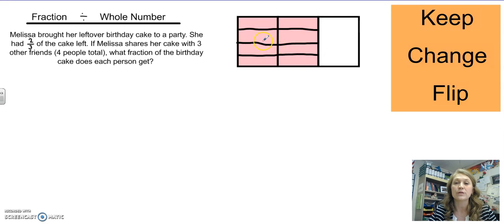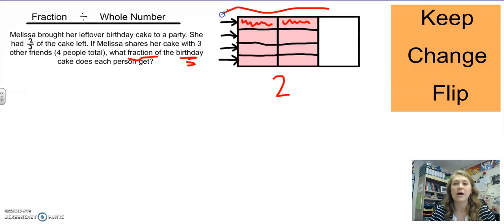And we see that each person would get a fourth of it. So here's what one person would get. And another person would get this piece, and the third person this part, and the fourth person this part. So one person would get one piece, two pieces. They would get these two pieces here. But again, it asks us what fraction of the whole birthday cake. So we're talking about this whole thing.